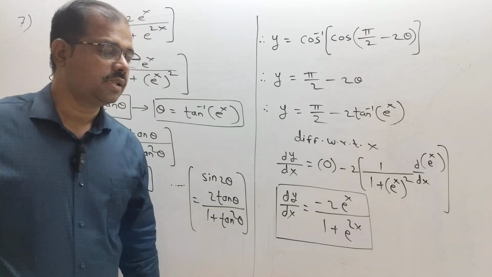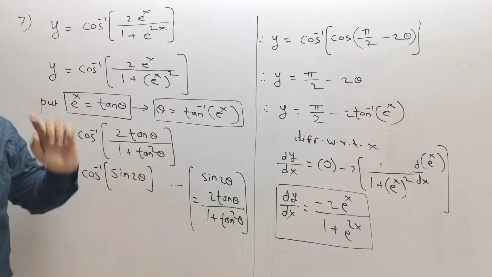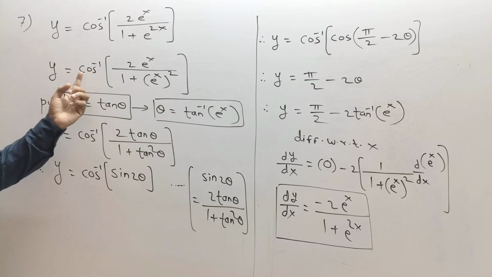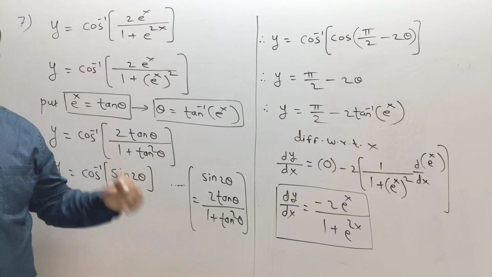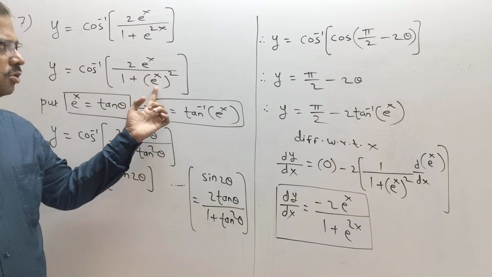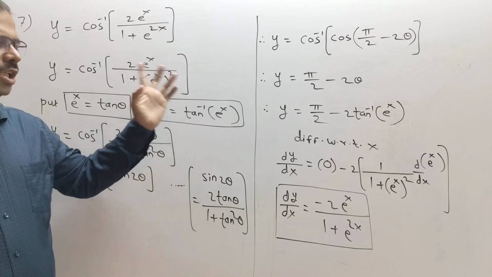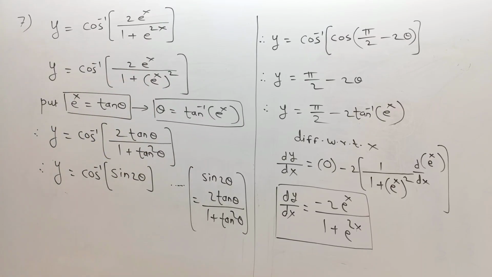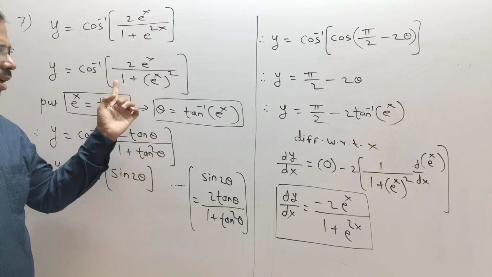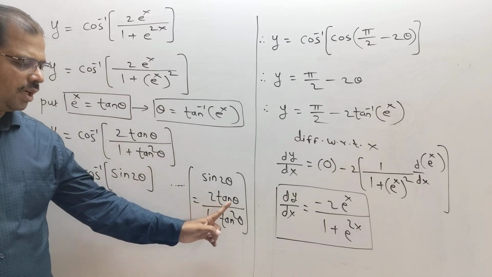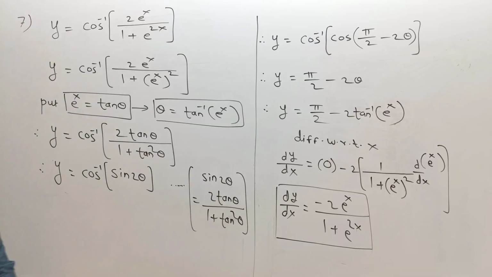Next problem, y is equal to cos inverse of 2 e raised to x upon 1 plus e raised to 2x. I write e raised to 2x as e raised to x bracket square. Now, this formula is of the type 2t upon 1 plus t square, that is 2 tan theta upon 1 plus tan square theta. This is the formula of sine 2 theta.